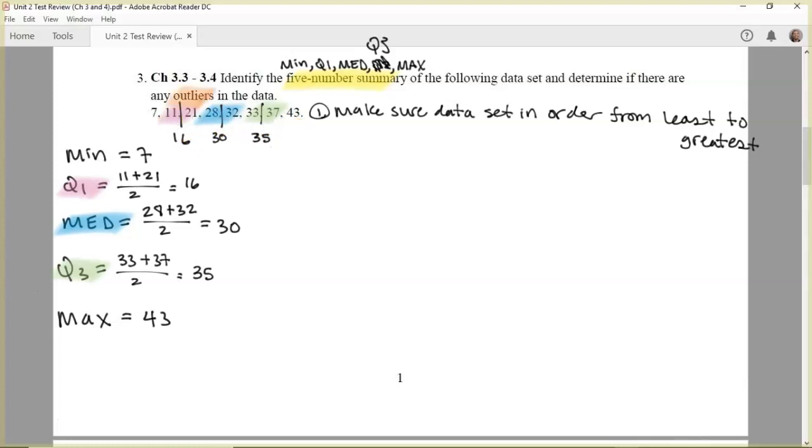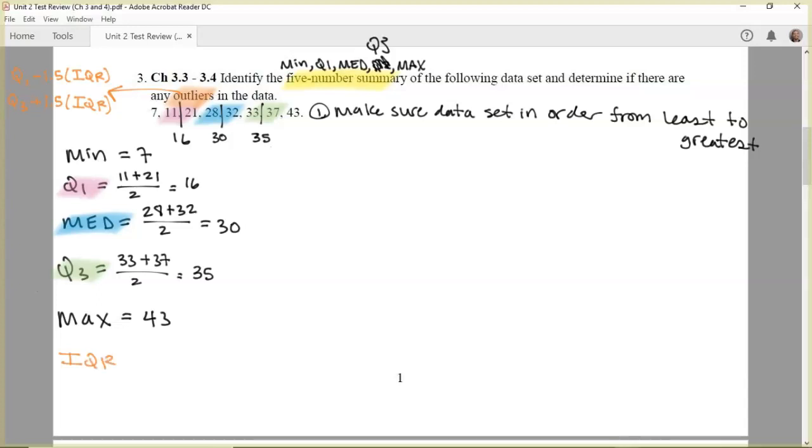Now, for outliers, we want to look at 2 things. We want to be able to find the interquartile range, and after we find the interquartile range, we want to use these 2 formulas. The first quartile minus 1.5 times the interquartile range helps us find the lowest extreme value that we expect to be within the data set. And then the third quartile plus 1.5 times the interquartile range helps us find the highest extreme value that we expect to be in the data set.